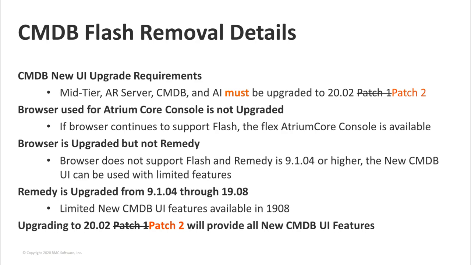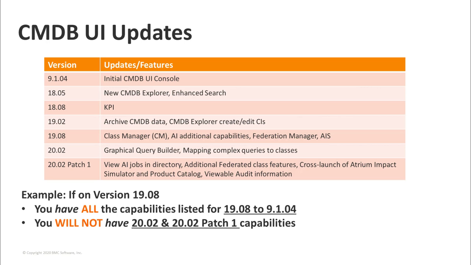If Remedy is upgraded, starting with 9.104 through 1908, the CMDB UI will only have a limited set of new features available. If Remedy Core is upgraded to 2002 patch 1, all of the existing old Atrium Core console features will be available in the new CMDB UI. The following table gives information about the cumulative updates made to the CMDB UI with each CMDB release over the past few years from 9.104 and later.